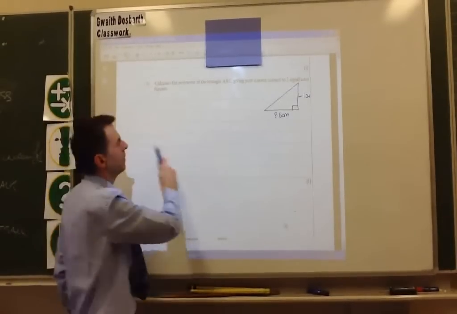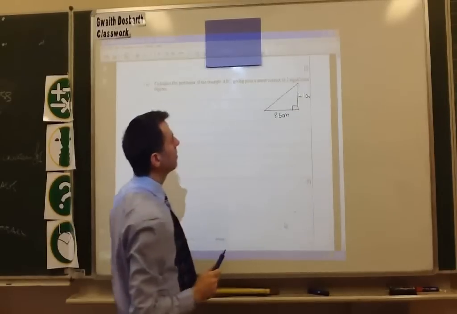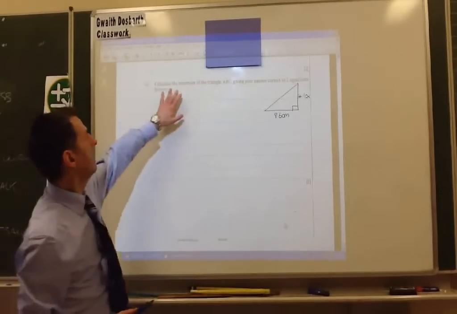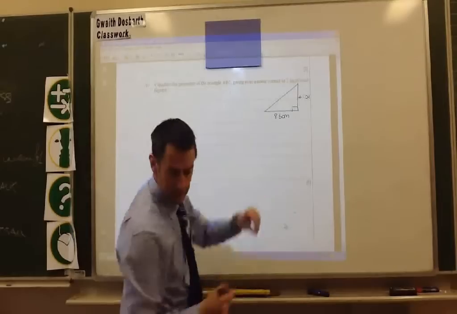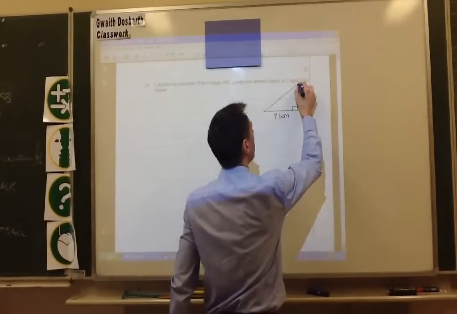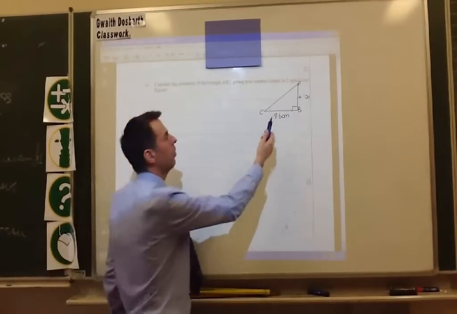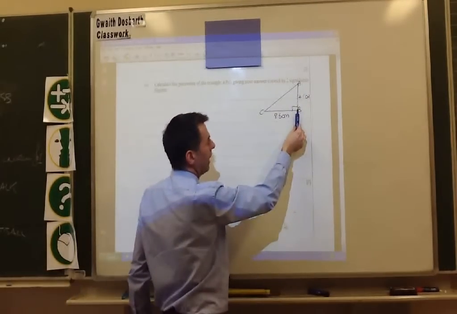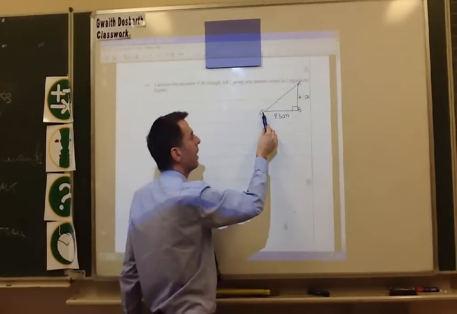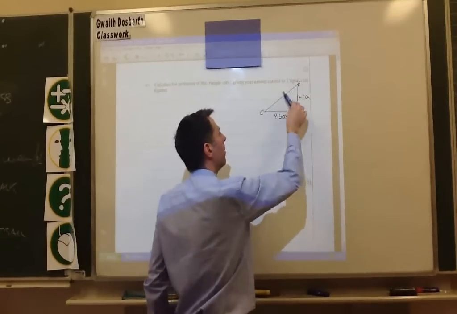The question, part B. There's the triangle, I've drawn it there so you can actually see it. Now, calculate the perimeter of the triangle ABC. The perimeter, as we know, is the distance around the outside of the shape. So if we look at what we're given, I've got that length there, I've got the length there, but I don't know the length AC.